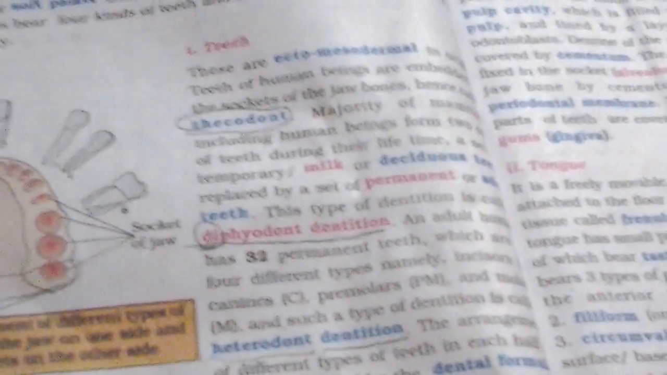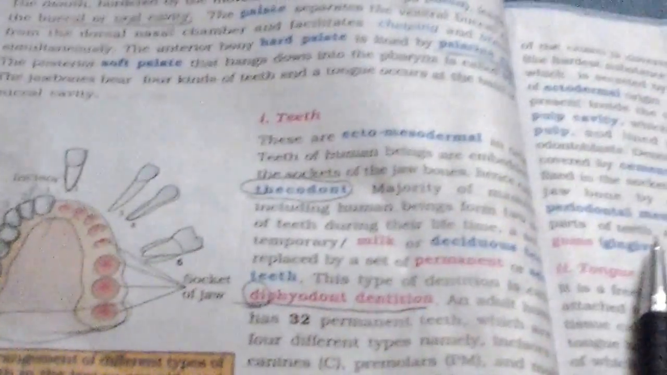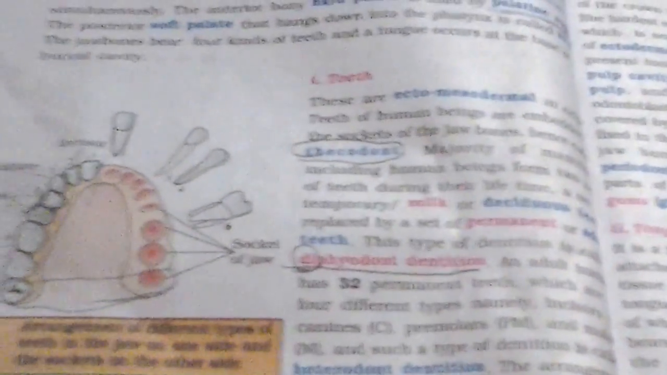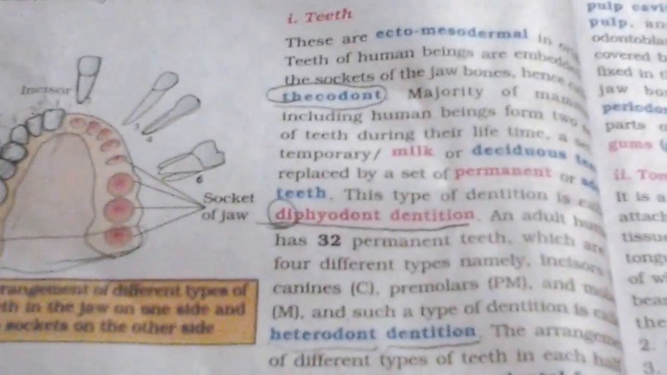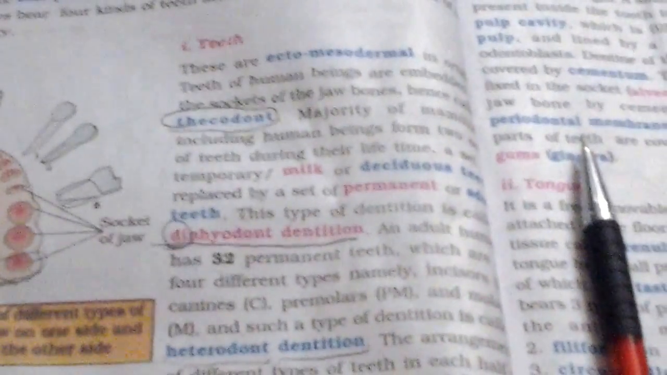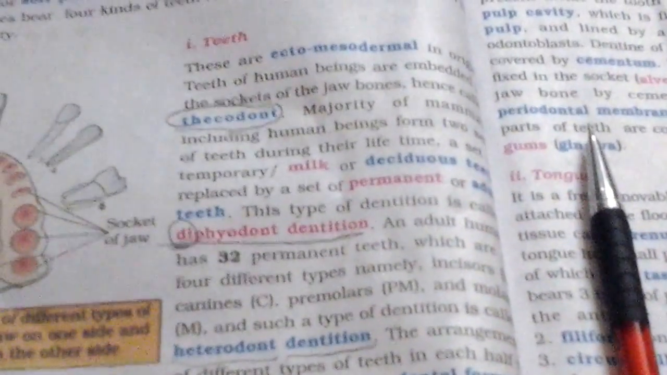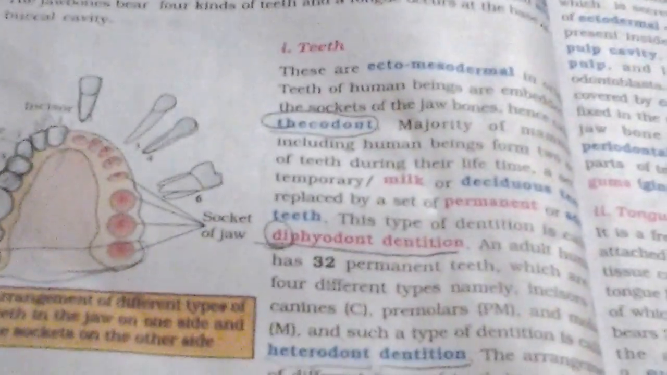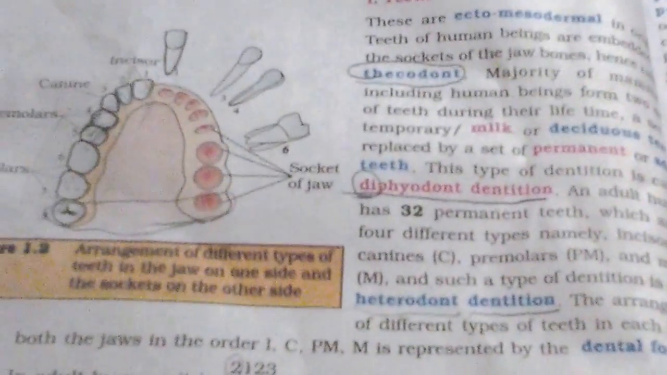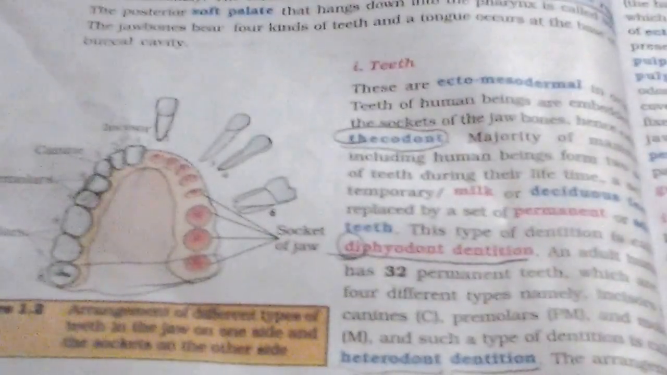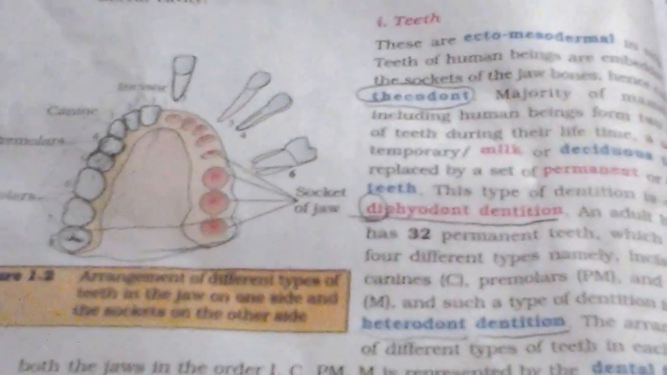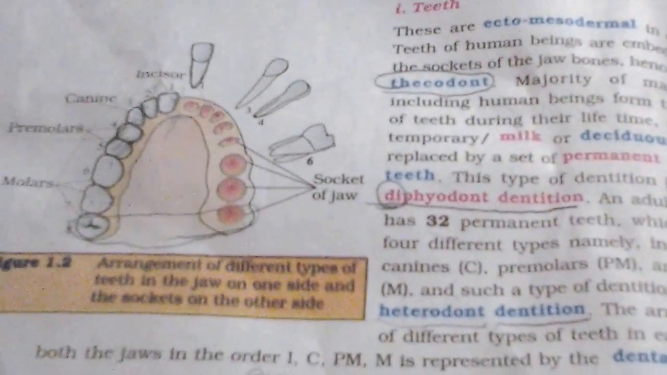And we've discussed the teeth. Thecodont is the way the teeth are arranged in your jaw bones, and diphyodont dentition is the way you get two kinds of teeth, milk teeth and permanent teeth. We've also discussed the way the different kinds of teeth are arranged in our jawbone: the incisors, the canines, the premolars and the molars. Incisors are used for cutting, canines are used for tearing, and premolars and molars are used for grinding.